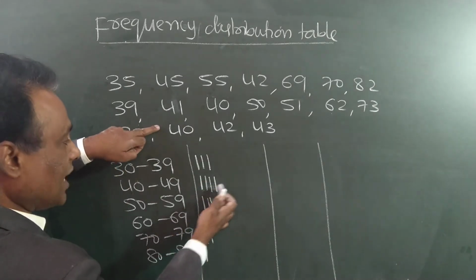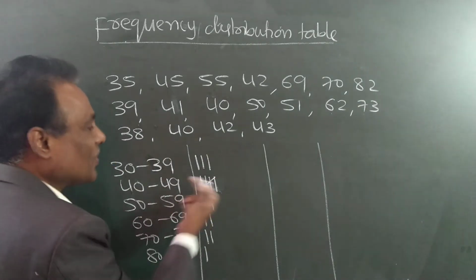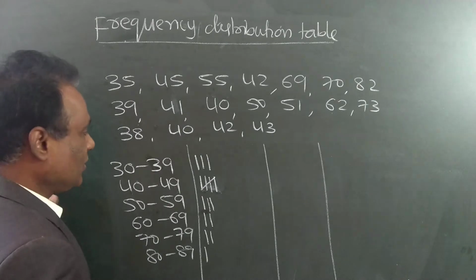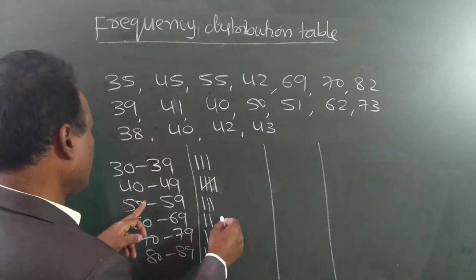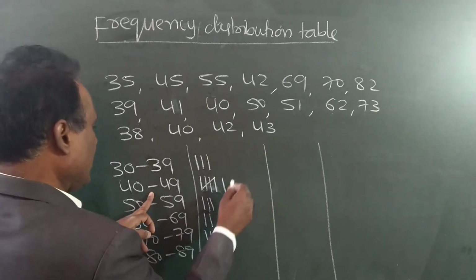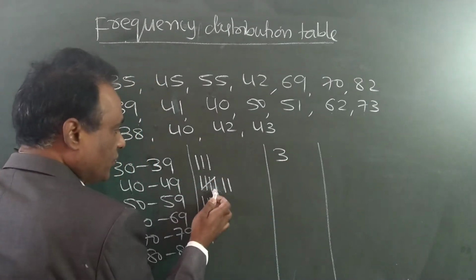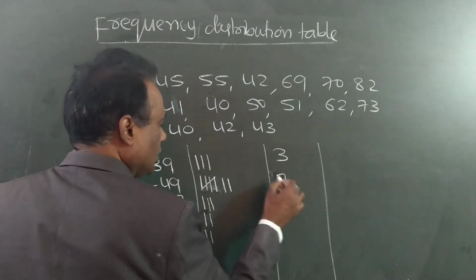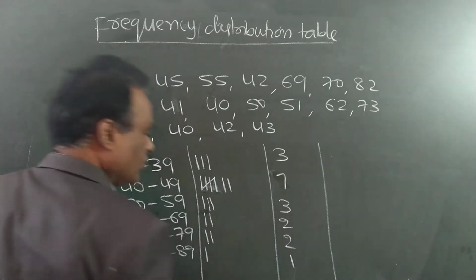40 is here only. After 4, the fifth one we write like this, so that it is easy to count. So this total is 5. Next, 42 is here only. We start separately. 43 is here only, like this. So total how many? This is 3. This is 5 plus 2, 7. This is 3. This is 2. This is 2. This is 1.